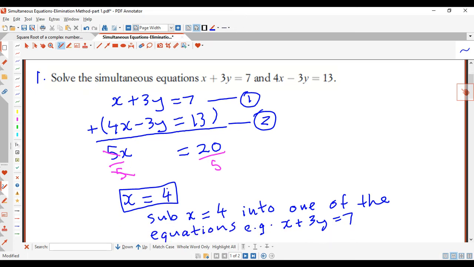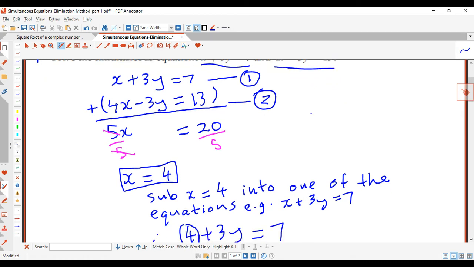Then you'll get one of the values for the x or the y. In this case, it's the x. Then you sub x equals 4 into one of the equations. Okay, it doesn't matter which one. I chose this one here because it's got all the plus signs. You could have subbed it into here as well. You still get the same answer.